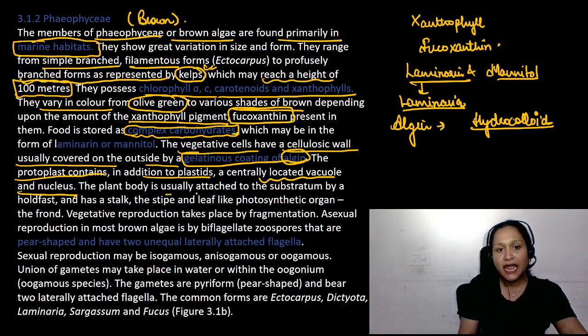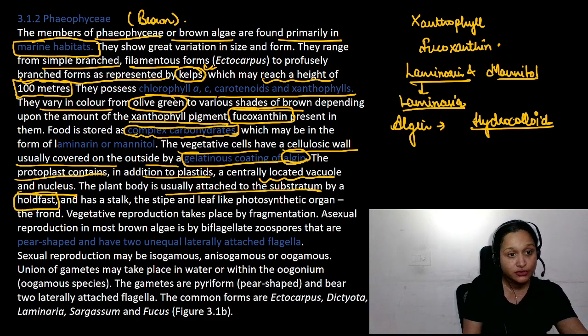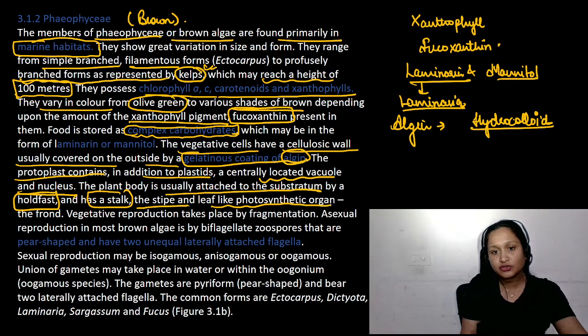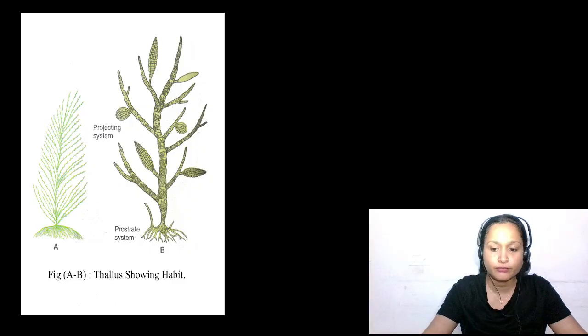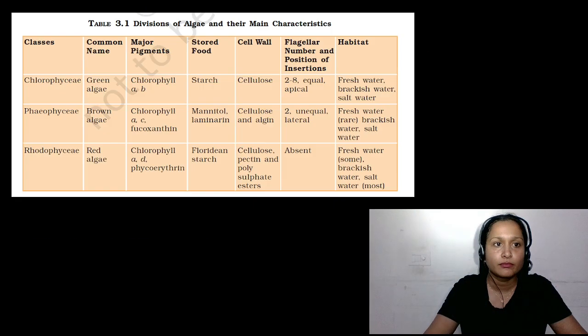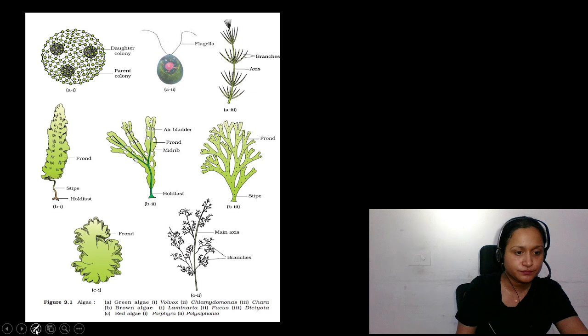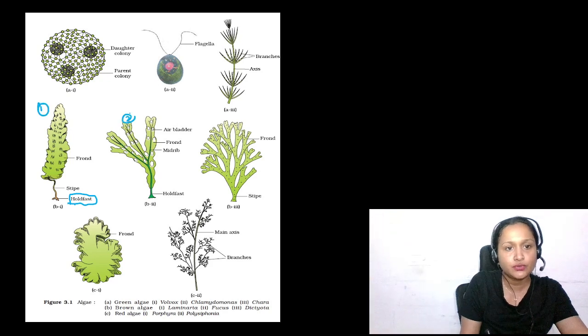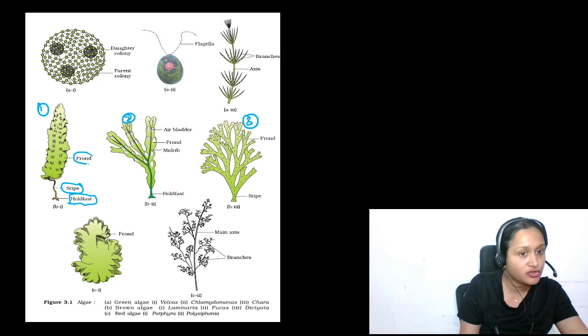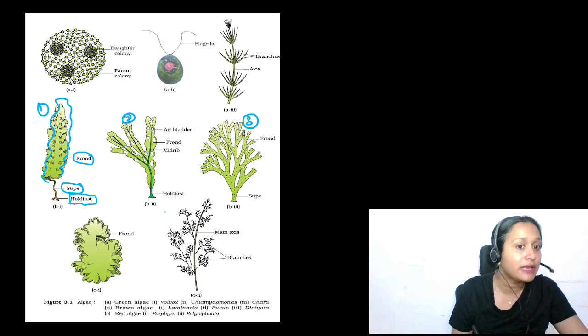Now, the plant body is usually attached to the substratum by a holdfast. They have a stalk, the stipe, and a leaf-like photosynthetic organ, the frond. Very, very important. So, see the structure here. This is a holdfast, by which it is attached to the substratum. These all are brown algae. The stipe is a stem-like structure, and a leaf-like structure is called the frond. Remember this. The frond is a leaf-like structure here.